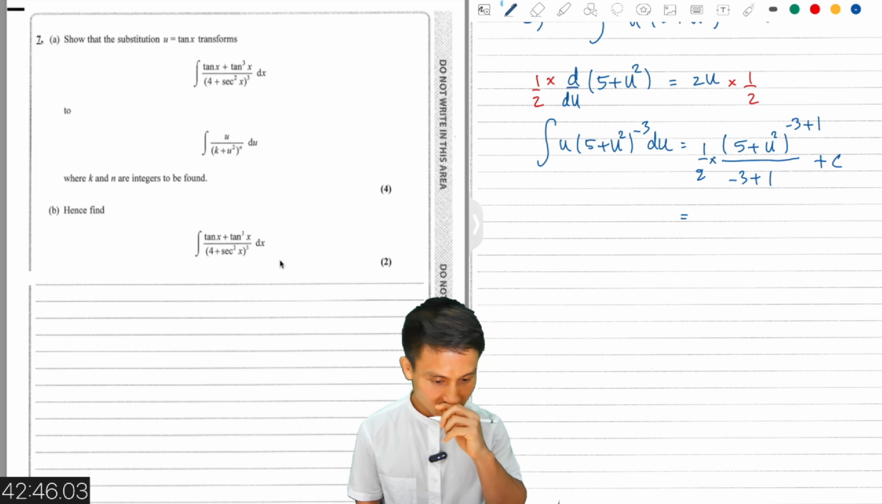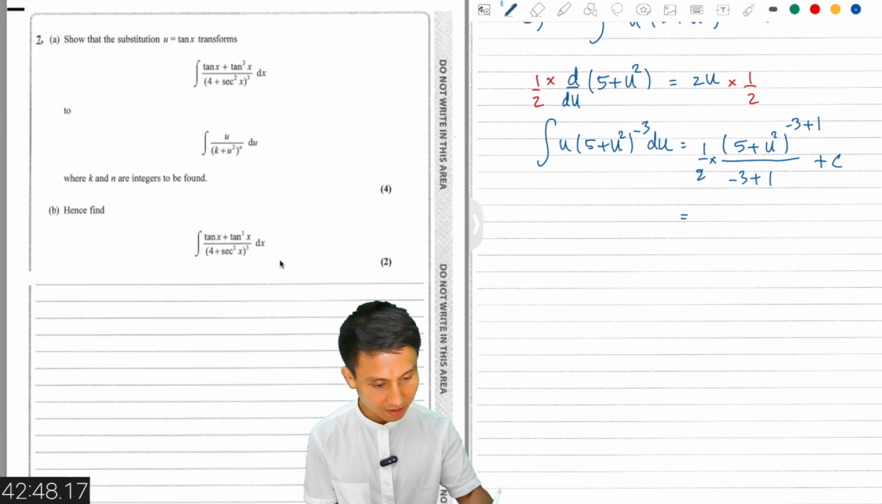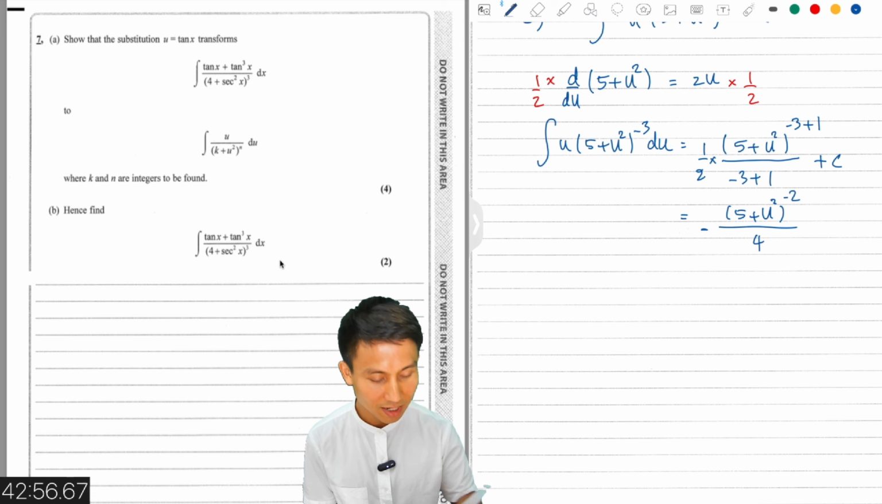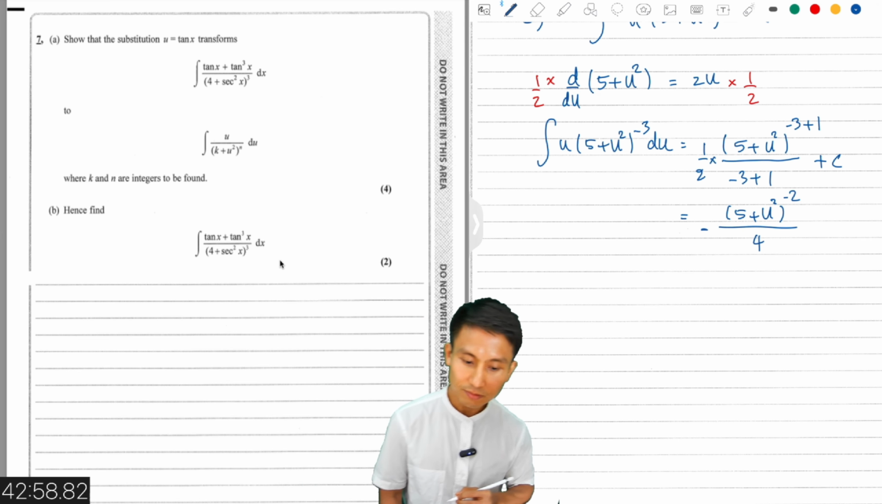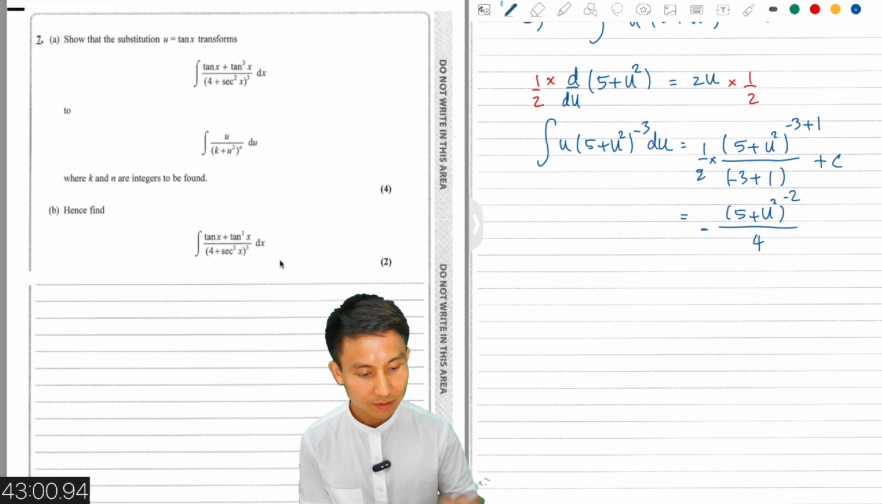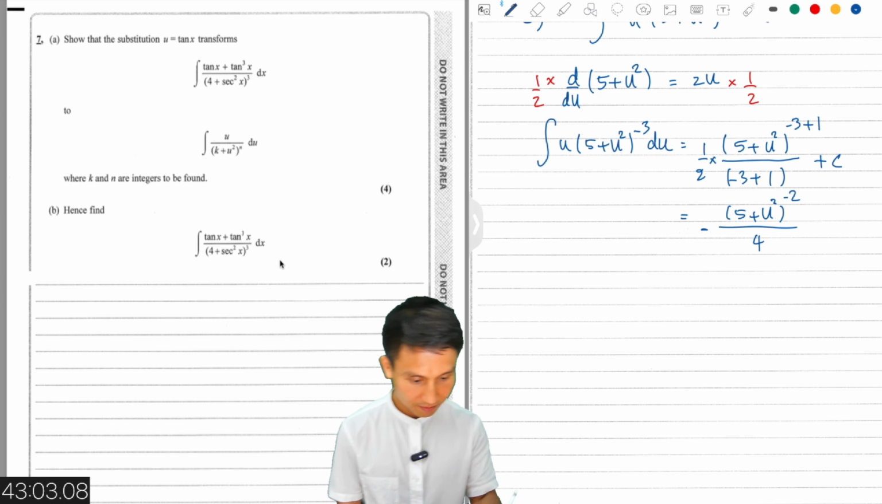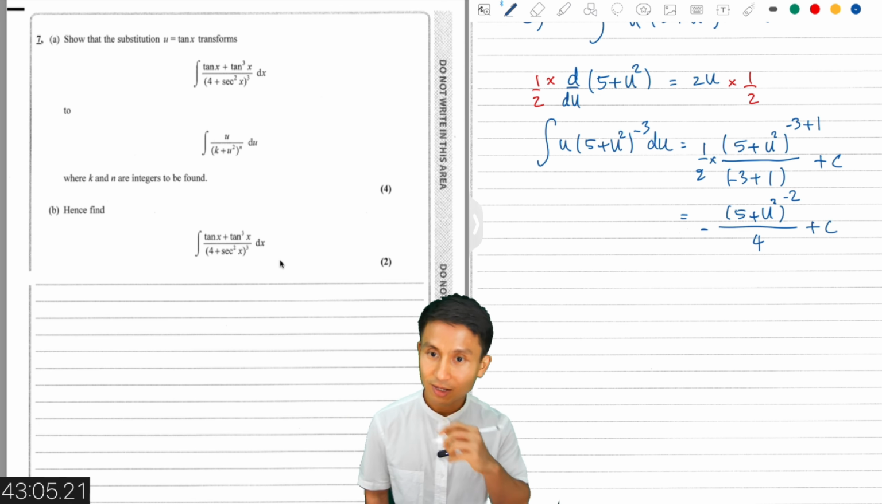Okay. So what is all this? It's (5 plus u squared) to the power of minus 2, all divided by, that's minus 2 times 2 is minus 4. So I'm just going to do minus 1 over 4 here. Just checking. Yeah, I think I'm happy with that.